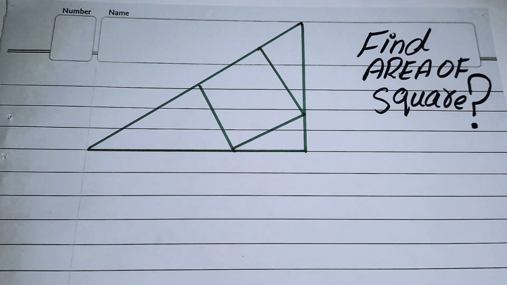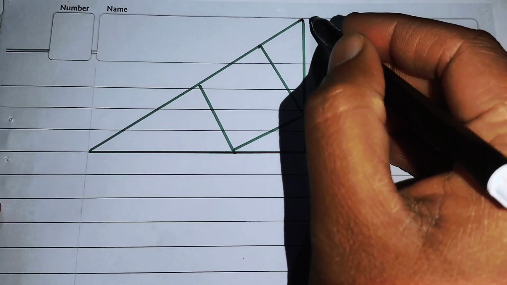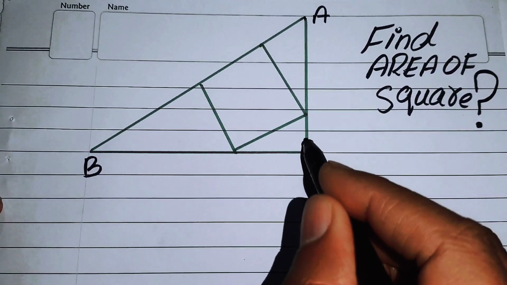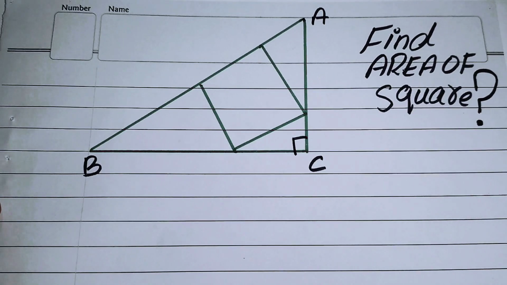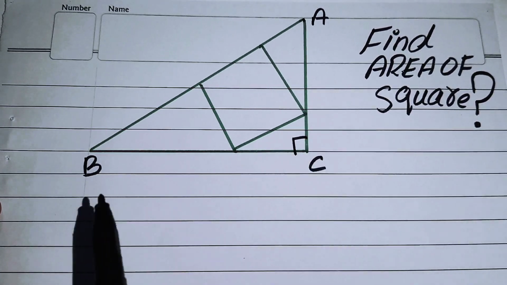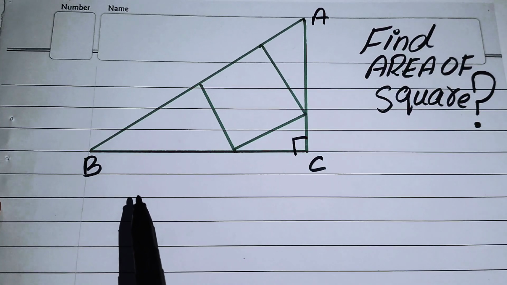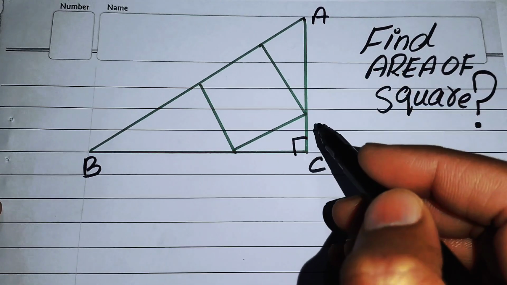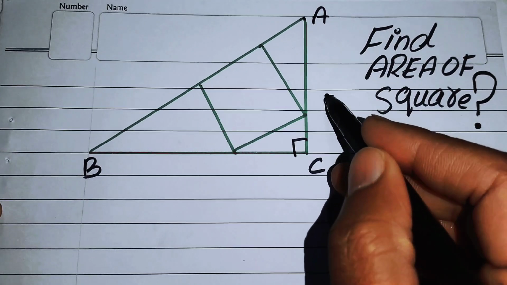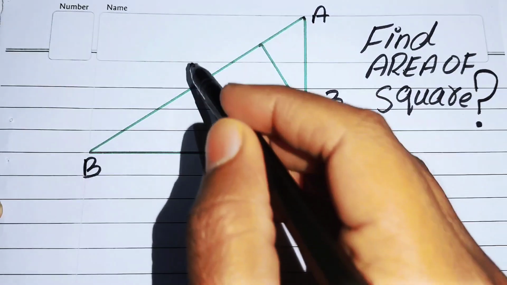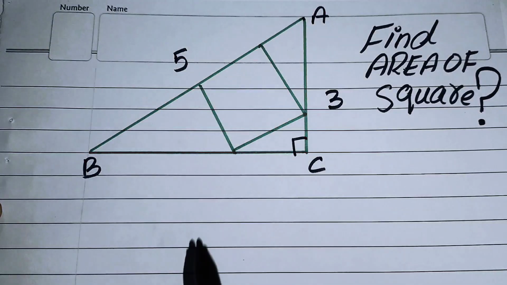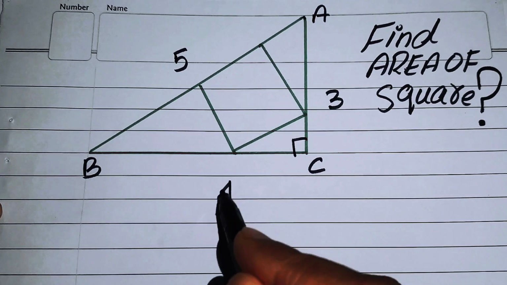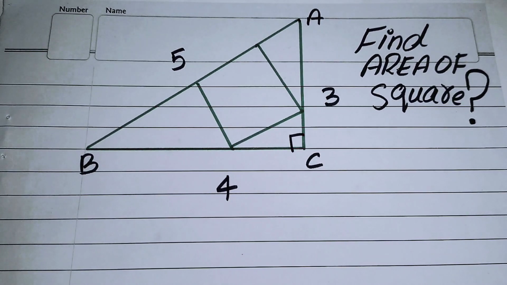Here we have a right triangle ABC, in which this angle is a right angle, and we have a square which is inscribed in the right triangle ABC. We denote the length of side AC as 3, the length of side AB as 5, and the length of side BC as 4.